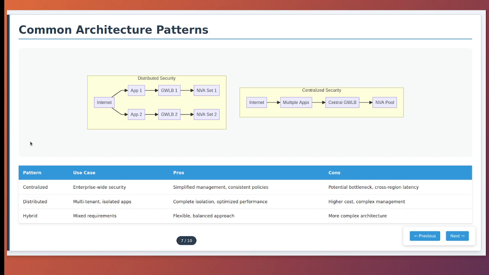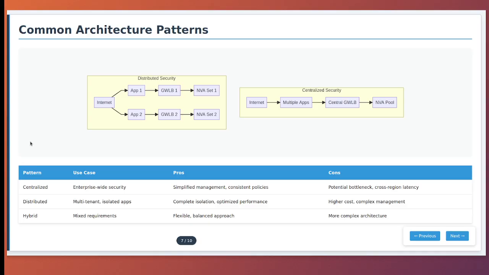This pattern gives you maximum flexibility. Each application can choose its own NVA vendor and security policies. Performance is optimized since traffic doesn't need to traverse to a central location. The trade-off is increased management overhead and potentially higher costs due to resource duplication.